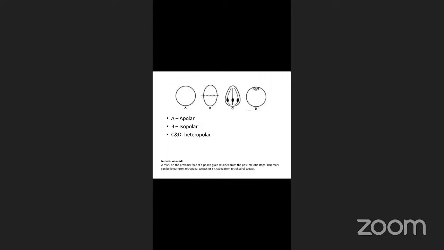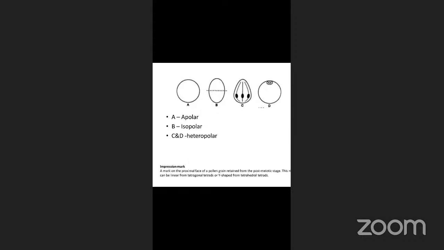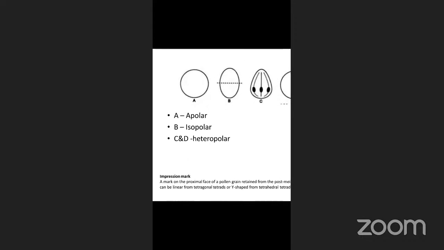One is isopolar, means distal and proximal face above and below the equatorial plane. The equatorial plane showing two poles is called isopolar. Bipolar means two polarities shown on one space, that is bipolar. See here, apolar, isopolar, and C and D, heteropolar.